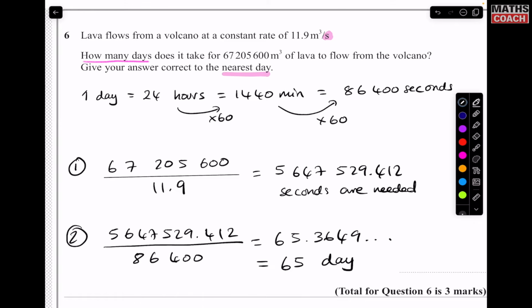Now, if you did say a day higher, because some could argue that it's 65 days and 0.3, so therefore you need an extra day, you probably, 66, you'd get away with that as well.